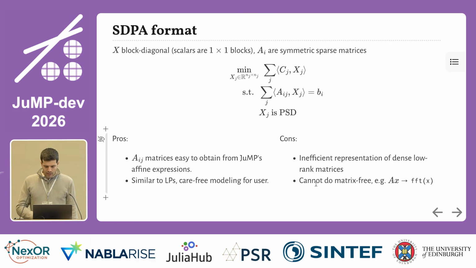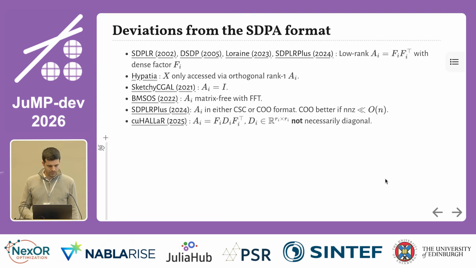And also sometimes this A matrix, you don't want to represent it at all. Maybe you want to say, okay, this is just some linear map. When you multiply a vector by A, I can actually do it efficiently by maybe doing an FFT. And so if I have to represent it as a sparse matrix, I lose everything.